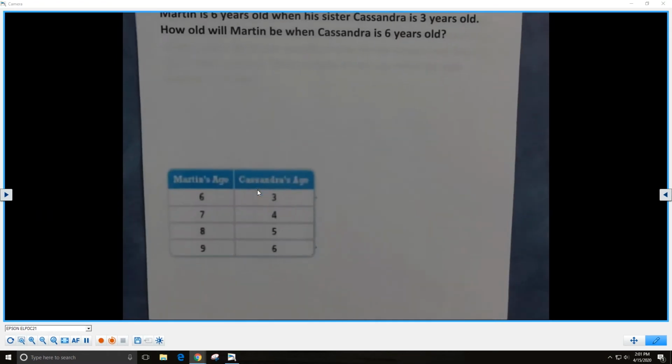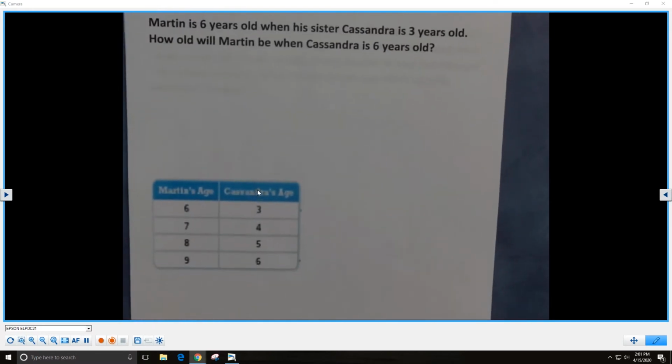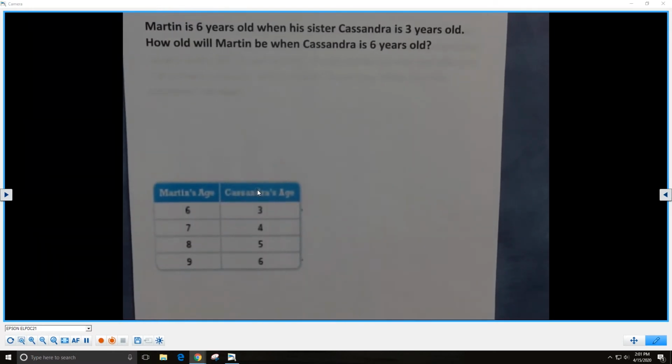Okay, so here's an example of a table from the information that we were given in the problem. Do these values look similar to the values that you used? Okay, so from the table that we have here, how old will Martin be when Cassandra is 6 years old? Right, Martin will be 9 years old when Cassandra is 6.